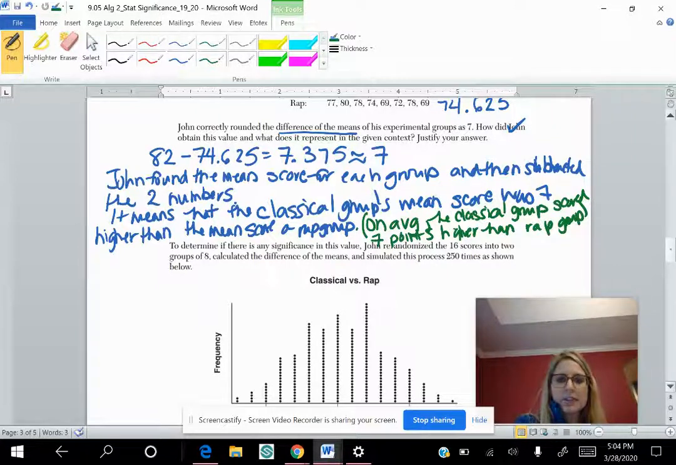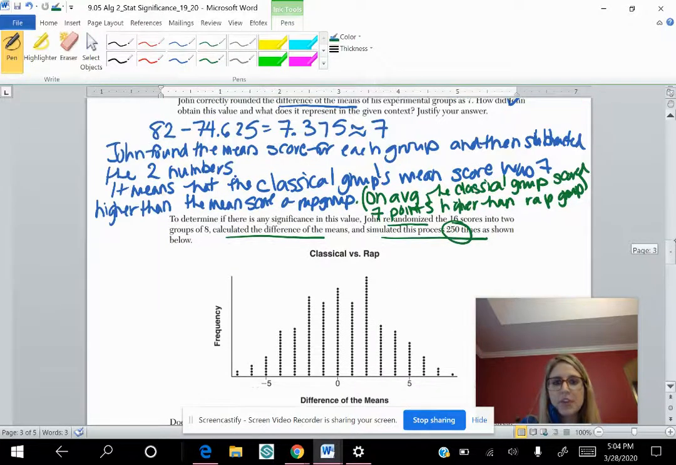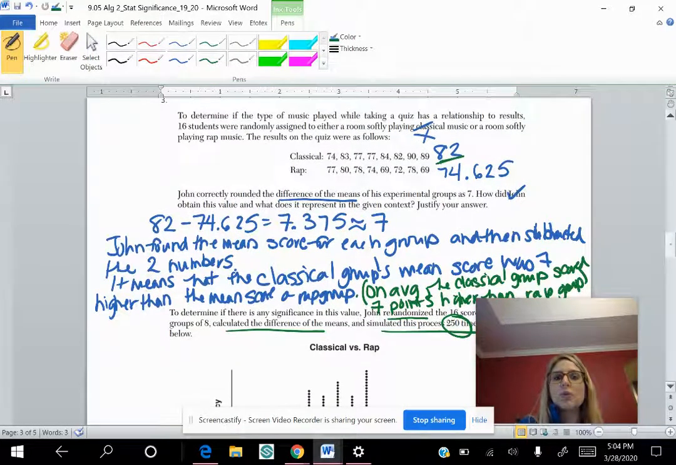All right, so to determine if there is any significance in this value, John re-randomized the 16 scores into 2 groups of 8, calculated the difference of the means, and then simulated this process 250 times, shown below. If you count up all those dots, there should be 250 of them. So what did he do again? He may have used a computer, but if not, he would write down each of those scores on a separate note card: 74 on one card, 83 on another, 77 on another. He would write down all 16 of those scores. Then he shuffles them all together.